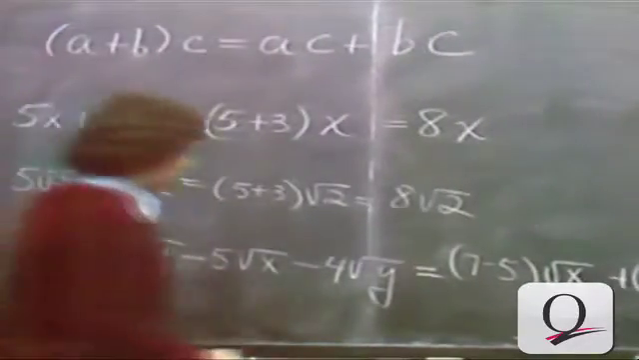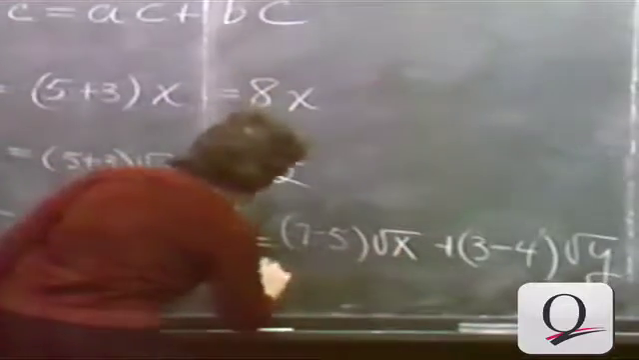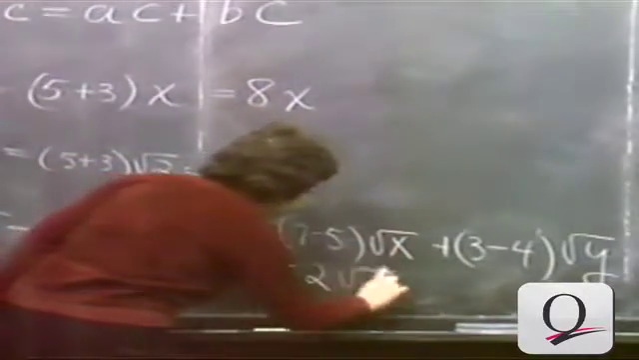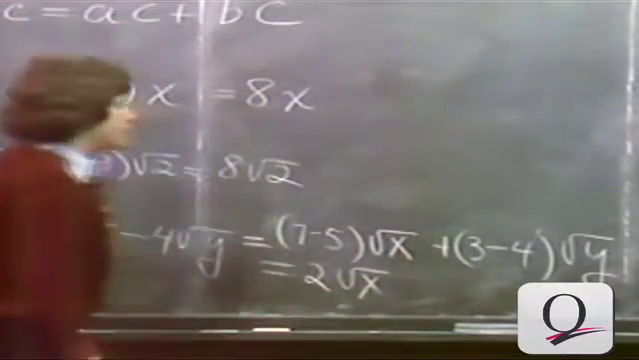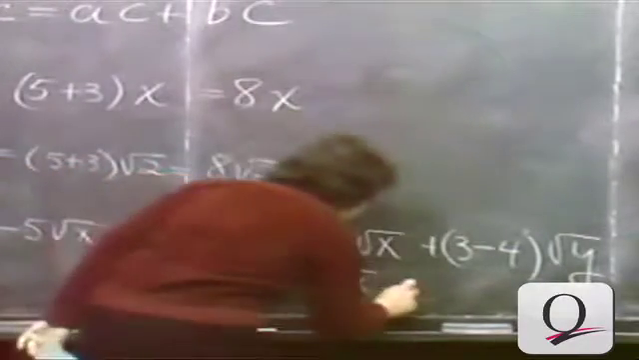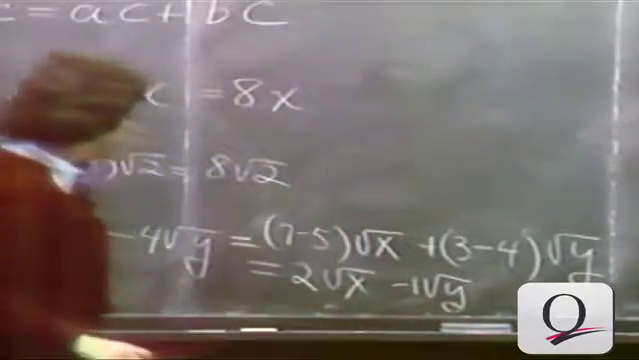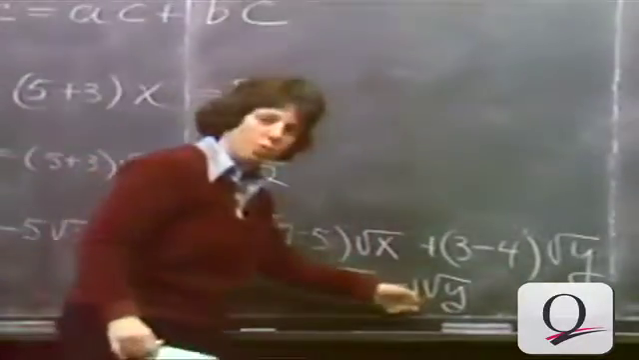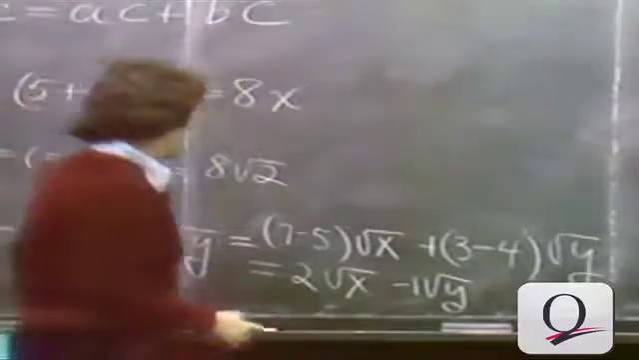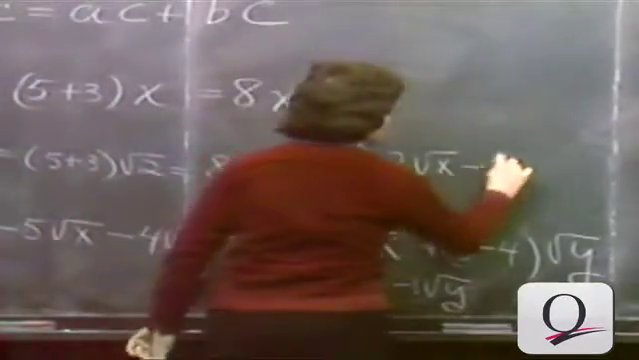Now the two terms with the square root of x: 7 the square root of x minus 5 the square root of x gives us 2 times the square root of x, and 3 minus 4 the square root of y gives you minus 1 times the square root of y. Generally, however, we leave out the 1, and we would write this answer as just 2 times the square root of x minus the square root of y.